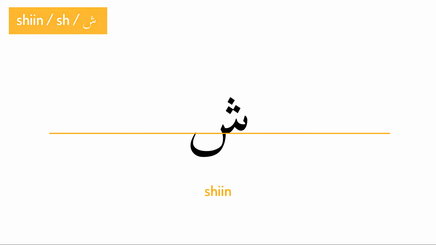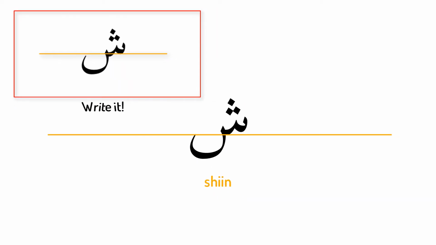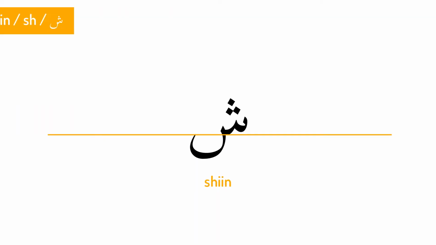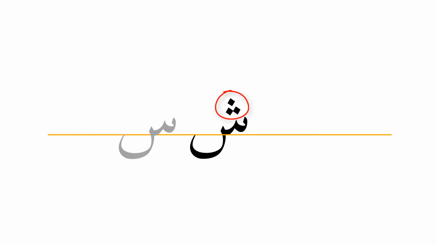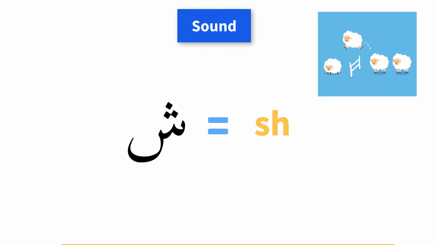The next letter that we have is called sheen. The sheen looks exactly like the seen, except that it has three dots placed above the two semicircles. The sound that it produces is equivalent to the SH sound in words like sheep and shake.